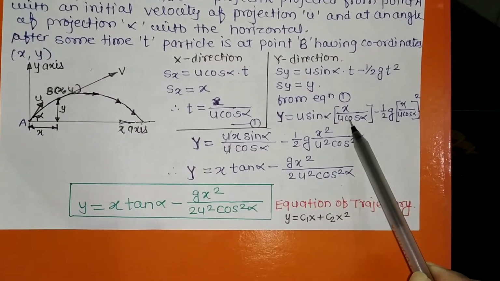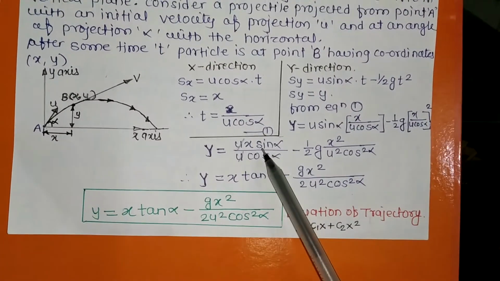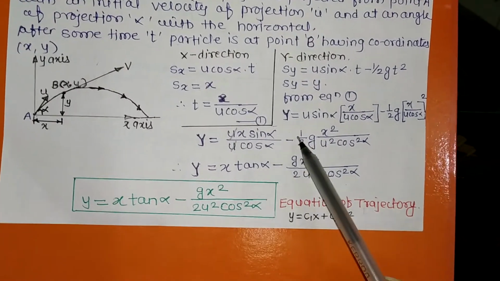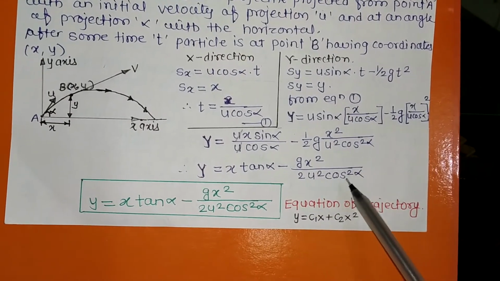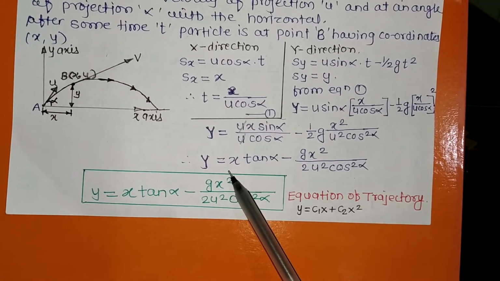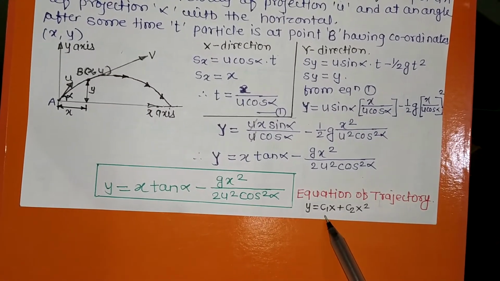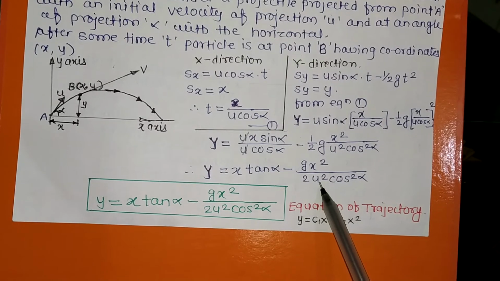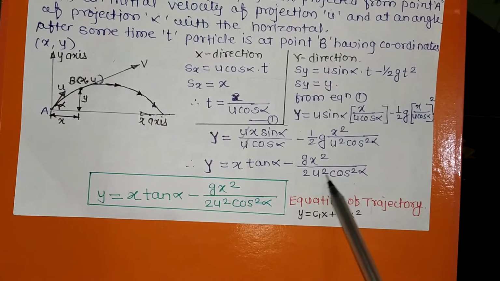By solving this equation, I got an expression x sin alpha upon cos alpha. This sin alpha upon cos alpha becomes tan alpha. So I can say it is x tan alpha minus g x square upon 2u square cos square alpha. With this, you can observe the equation is in the form of a parabola. The equation of parabola, we know, is y equals c1 x plus c2 x square. So this is c2 and this is x square.